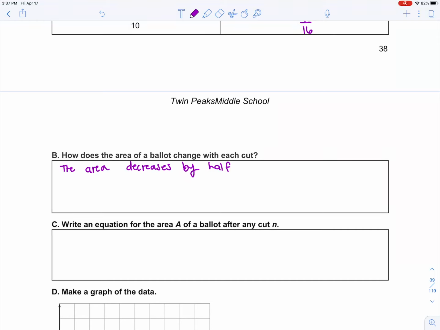Sorry, I'm thinking about the wording of this. The area decreases by half. Maybe I should say the area is split in half every time a cut is made. Yeah, let's say that instead, because decreases by half sounds like we're only taking half of a square inch off. So the area splits in half every time a cut is made.